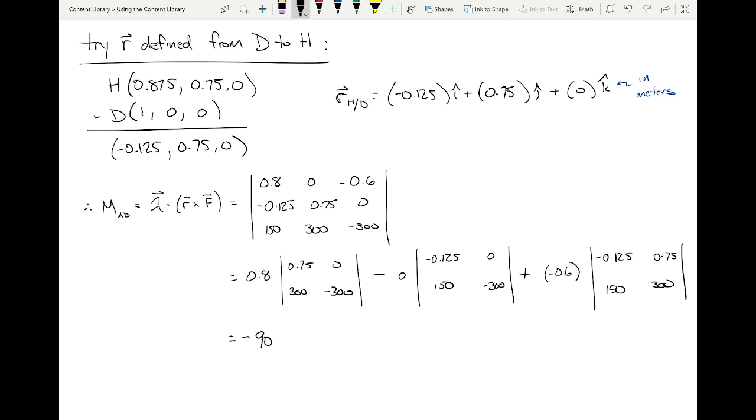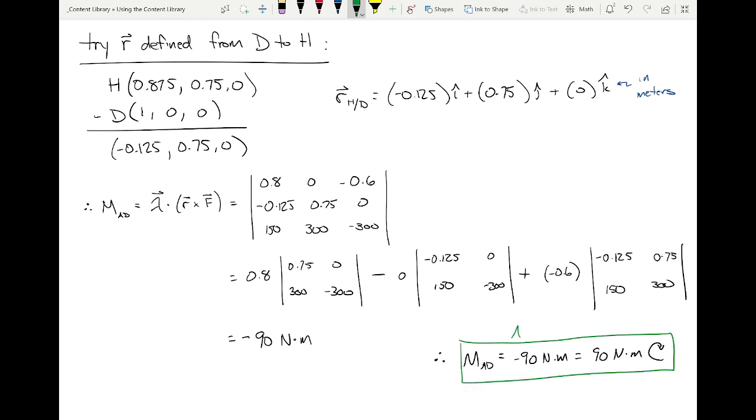Now, a couple questions. Before we're paying attention, does anybody remember what the units are for this moment? It's a moment, so it should be, well, not per meter, times meters. Yeah, Newton meters. So therefore, M_AD is negative 90 Newton meters, or 90 Newton meters clockwise about that axis. Because remember, positive moments are counterclockwise about that axis.